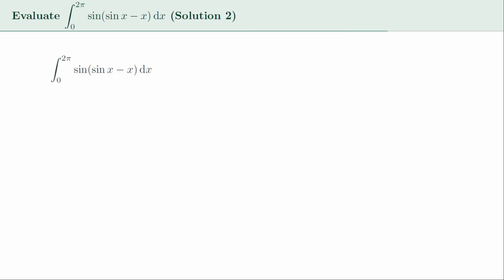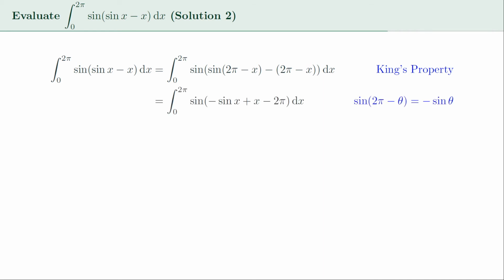Applying that to the given integral, the integrand becomes sine of sine of 2 pi minus x minus 2 pi minus x. We replace x with 2 pi minus x by the King's property. Next, using the property that sine of 2 pi minus theta is equal to negative sine theta, the first term in the argument reduces to negative sine x. And then the whole argument becomes negative sine x plus x minus 2 pi.